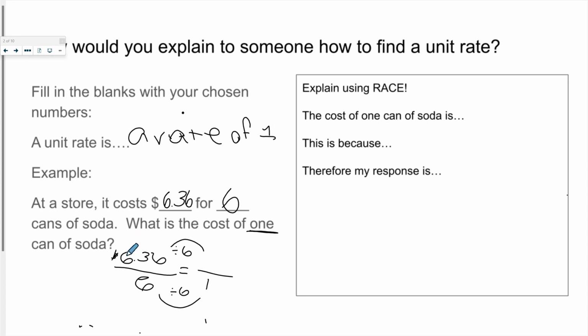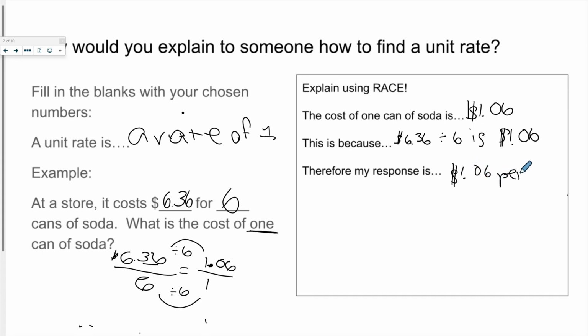All right, let's do this mentally in our head. $6 divided by 6 would be $1. And now let's divide the cents. 36 cents divided by 6 would be 6 cents. So it would be $1.06 for 1 can of soda. This is because $6.36 divided by 6 is $1.06. Therefore, my response is $1.06 per can. Remember, that word per means for 1.